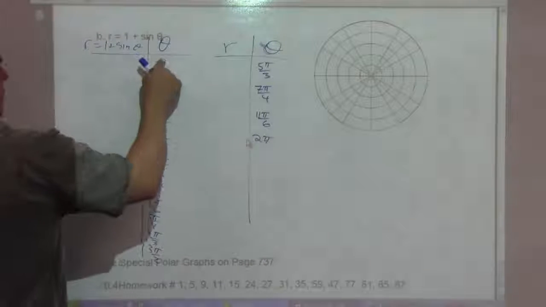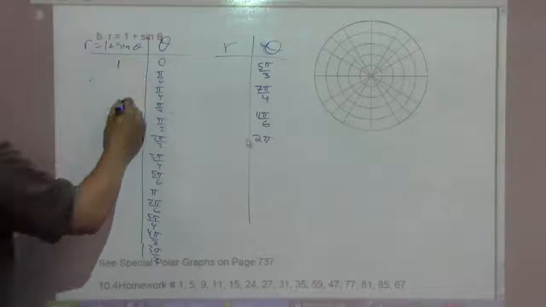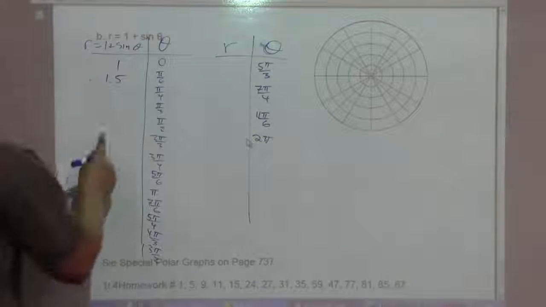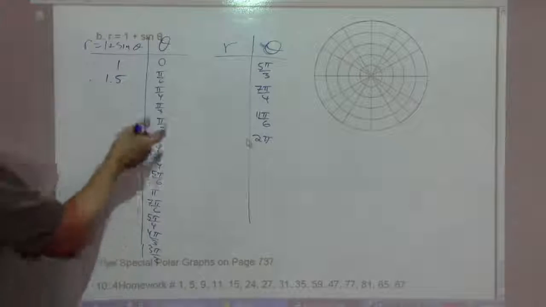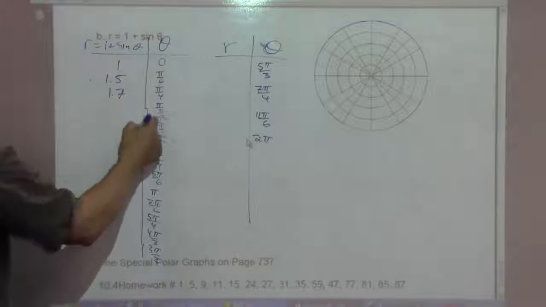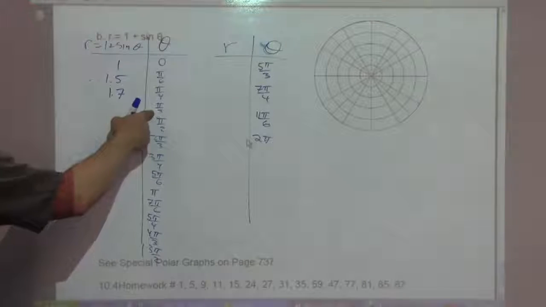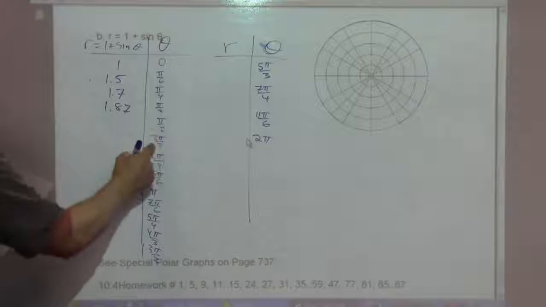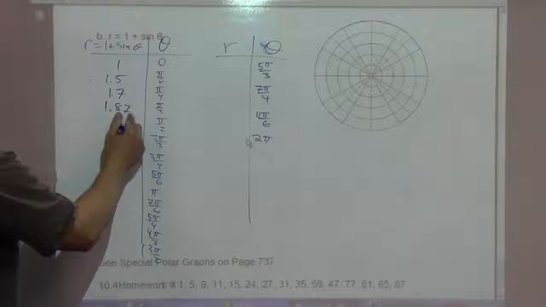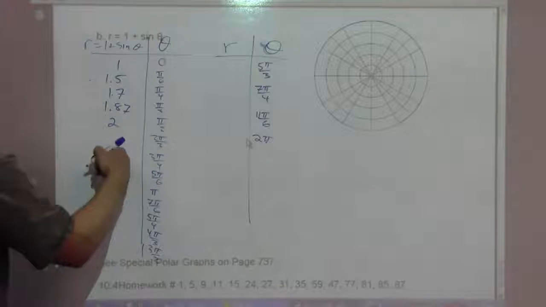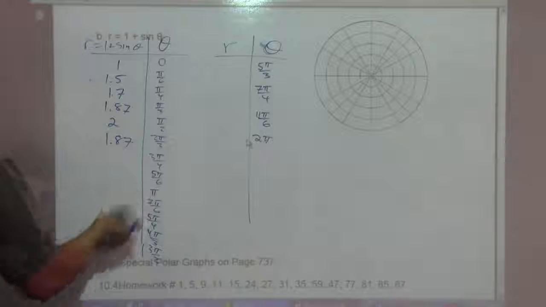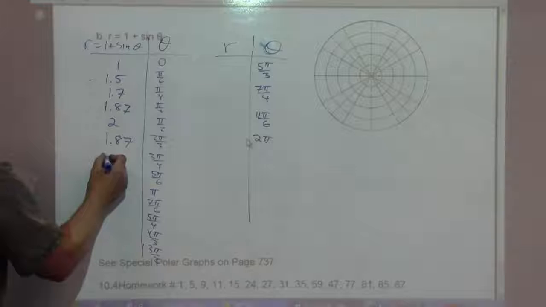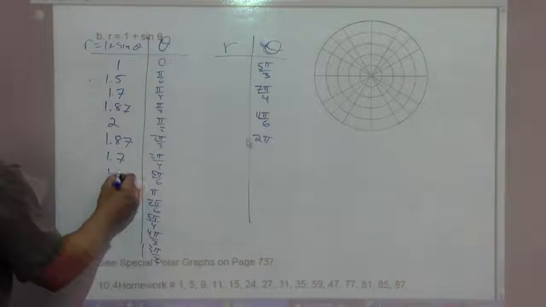So if you plug in 0, sine of 0 is 0, 1 plus that's 1. Sine of pi over 6 is 1/2, 1 plus that is 3/2, or 1.5. For pi over 4, sine of pi over 4 is 0.7071, 1 plus that is going to be just 1.7. For pi over 3, we're looking at 0.866, so I'm going to call this 1.87 if you add 1 to that. For pi over 2, that's 1, so 1 plus 1 is 2. 2 pi over 3, again 0.866, so that's 1.87. We'll round to 2 places there. For 3 pi over 4, again 0.7071, so we'll say 1.7, 1.5.